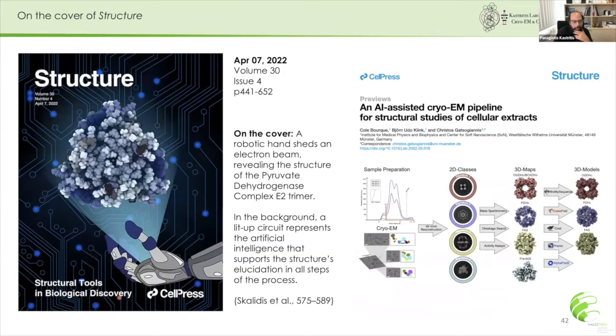And we have now moved as a lab to develop our tools and collaborate also with EMBL Hamburg to integrate artificial intelligence into our Cryo-EM pipeline to study native cell extracts. And we are very happy that we got the cover of the journal and also a very nice preview written by the Gatsogiannis group.